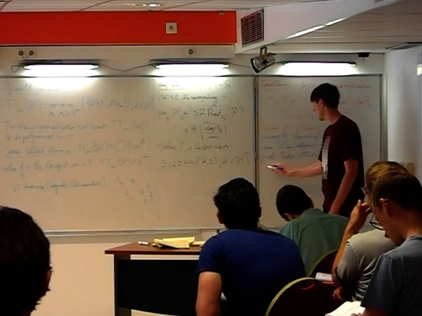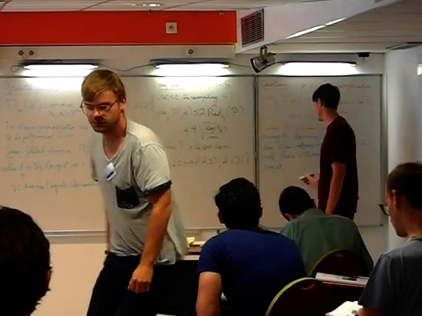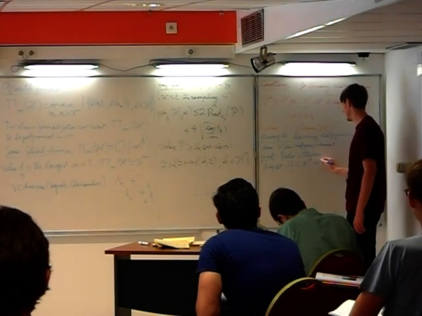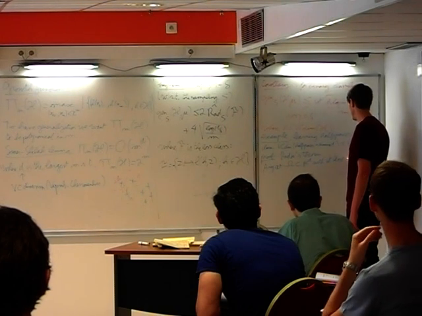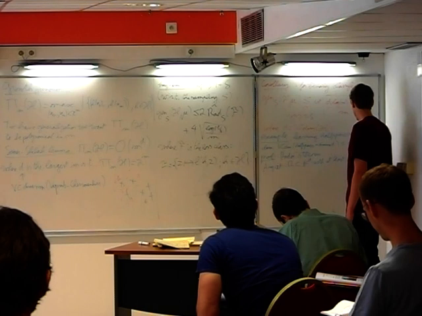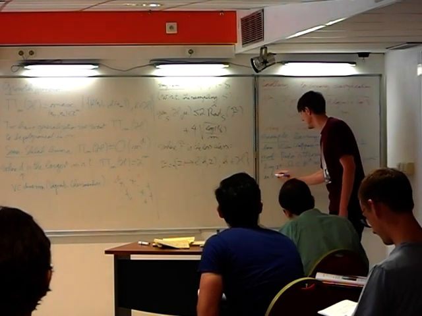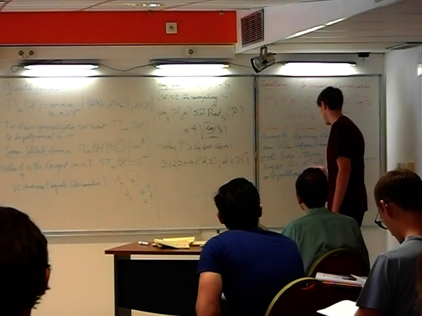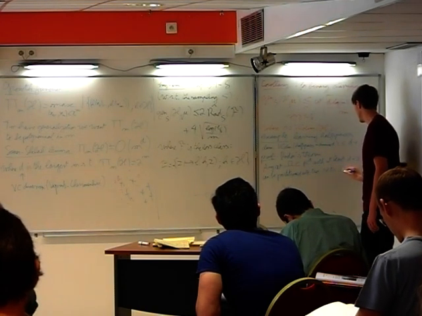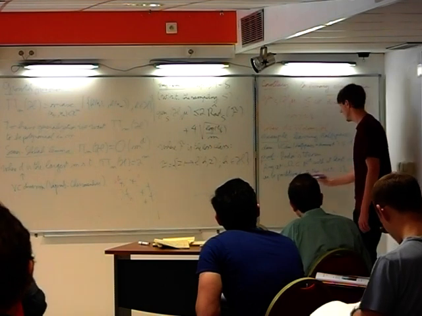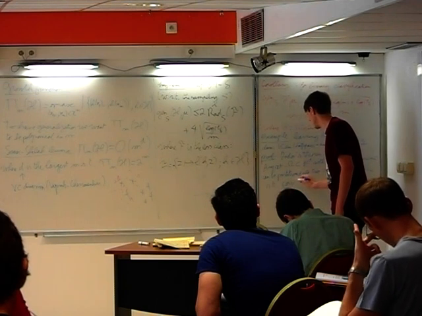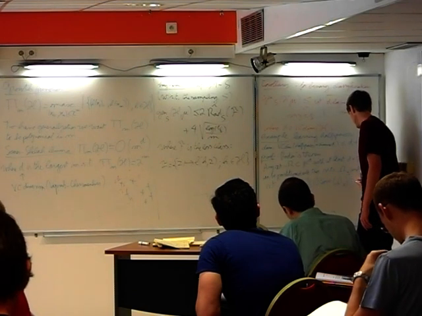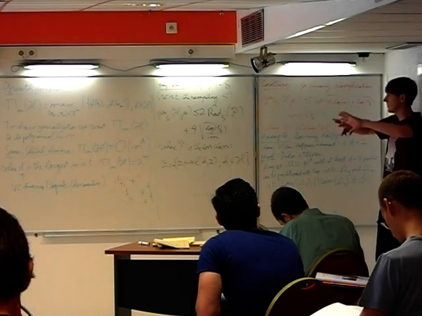Radon's theorem goes like that. Any set, let's call it omega, in R^d with at least d plus 2 points can be partitioned into two sets, omega 1 and omega 2, such that the convex hull of omega 1 intersects the convex hull of omega 2.